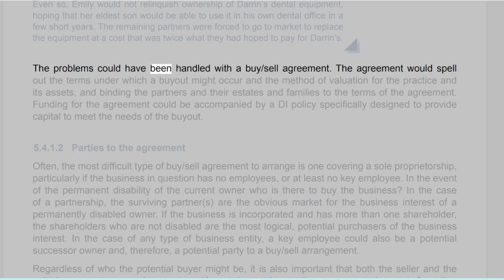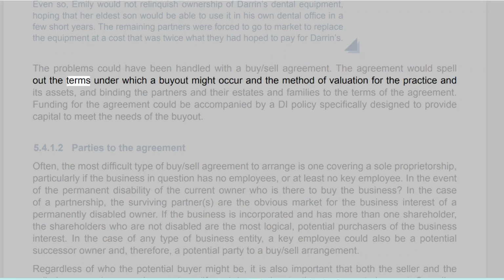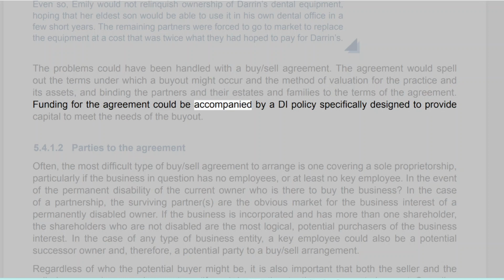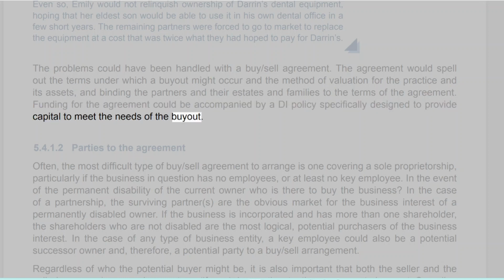The problems could have been handled with a buy-sell agreement. The agreement would spell out the terms under which a buyout might occur and the method of valuation for the practice and its assets, binding the partners and their estates and families to the terms of the agreement. Funding for the agreement could be accomplished by a DI policy specifically designed to provide capital to meet the needs of the buyout.